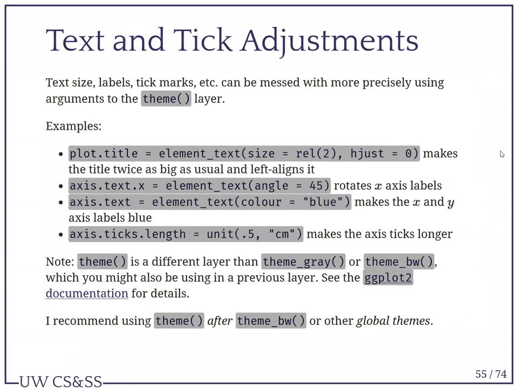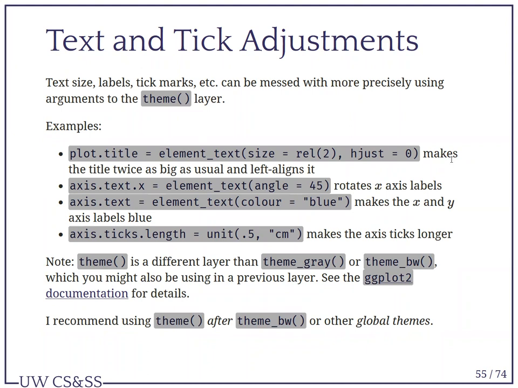So some examples, you can say the plot title. I want to change the text of the plot title, so we'll use the element text function. I want the size to be rel 2 and h adjust 0. This will make the title twice as big as usual and left align it. You don't have to remember all these little things I'm saying right now, but this is just to help get you started on how to Google that I want to change this.